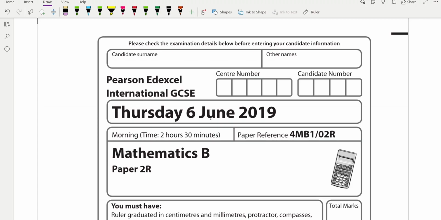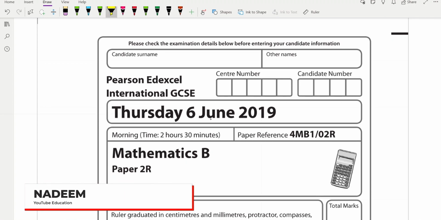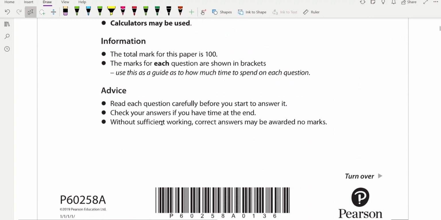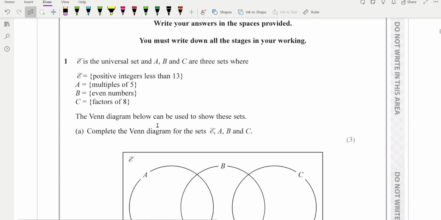Hello everyone. Today we'll be going through Edexcel Mathematics paper 6 June 9, 2019 Mathematics B paper 2R, 4MB1/02R. Let us move to the question. Question number 1.